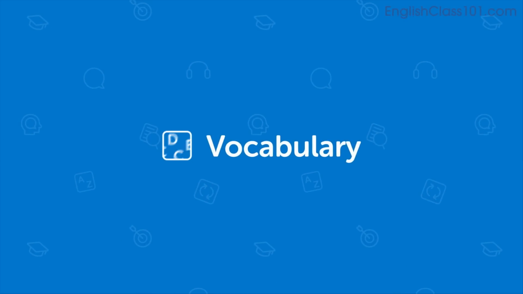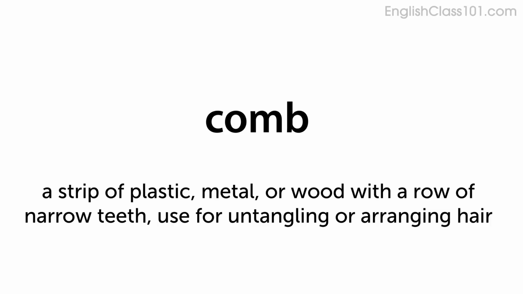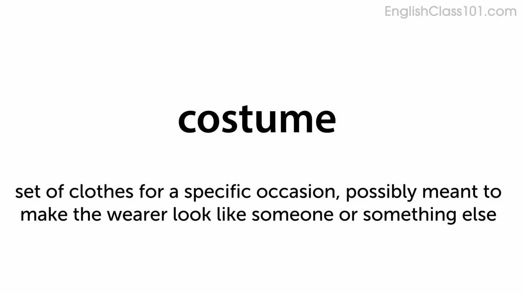Now you'll hear the key vocabulary, followed by the English translation. Comb. A strip of plastic, metal, or wood with a row of narrow teeth used for untangling or arranging hair. Comb. Our second word is costume. A set of clothes for a specific occasion, possibly meant to make the wearer look like someone or something else. Costume.